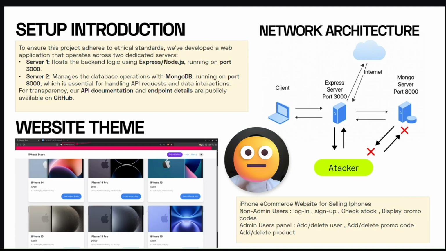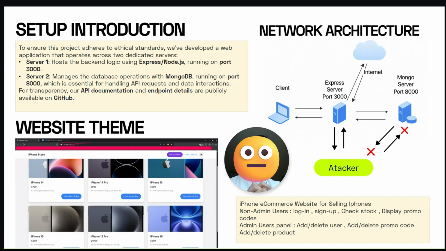For the ethical hacking purposes, we had to develop our own web application for testing and mimicking the vulnerabilities. Since both vulnerabilities are server-side, we require two servers. The first server was made using Express Node.js running on port 3000, while the second server had the MongoDB database running as a service and was running on port 8000. We decided to go as real as possible to real life, and we have decided to make an e-commerce website for selling iPhones.